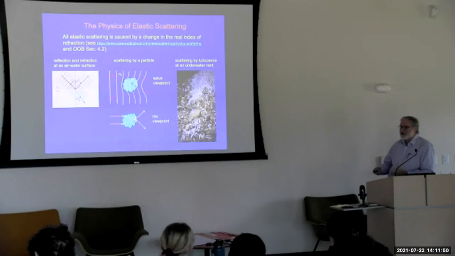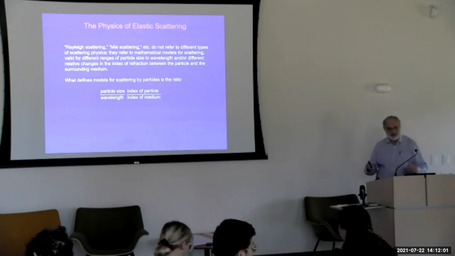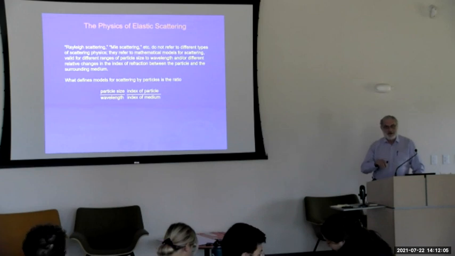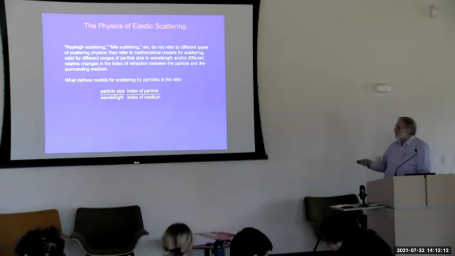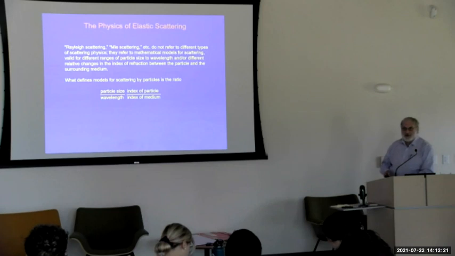So there's lots of ways that you can cause scattering, but they're all really due to a change in the index of refraction. And as Colin mentioned, these terms like Rayleigh scattering or Mie scattering are not different physical processes. They're different mathematical models that describe scattering in certain regions. And the regions are determined by the ratio of the particle size to the wavelength and by the index of refraction of the particle relative to that of the surrounding medium.